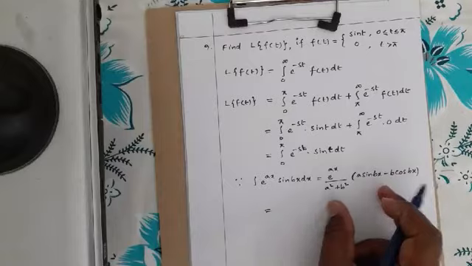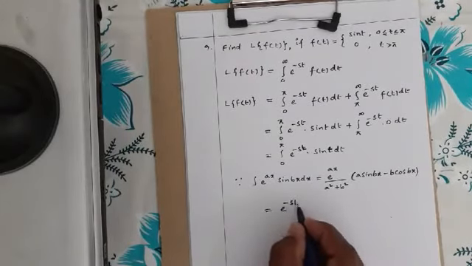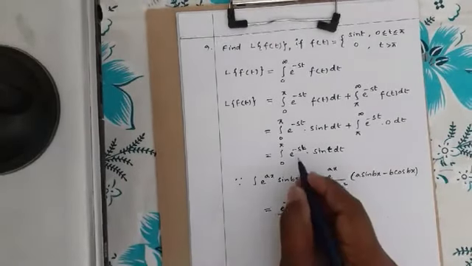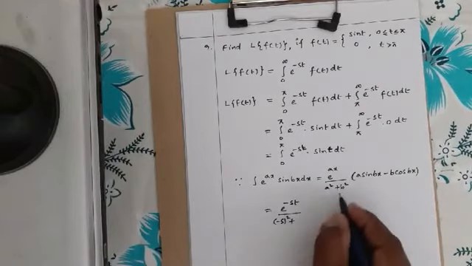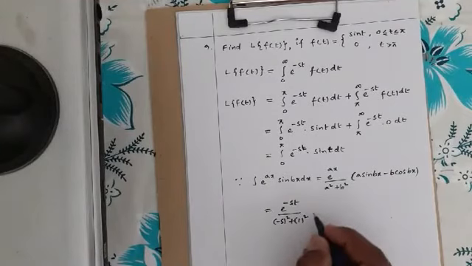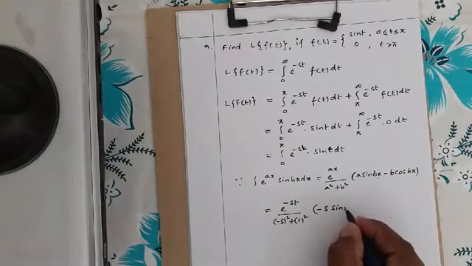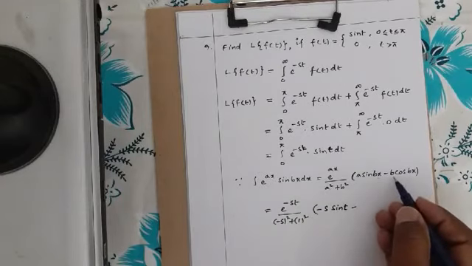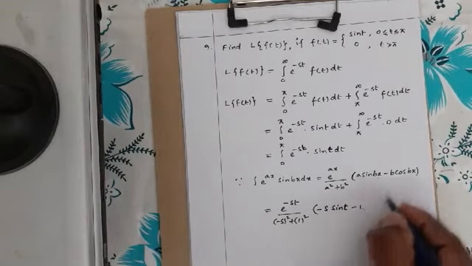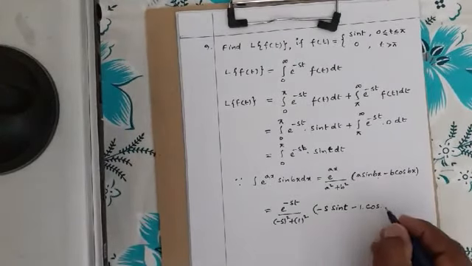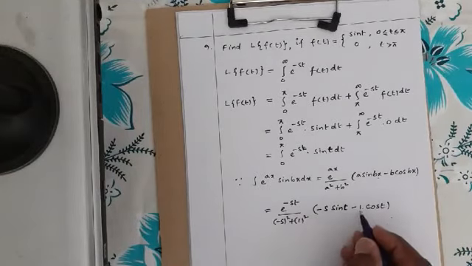Now when you apply this formula for this problem, the answer will be e power minus st upon a square plus b square. a is minus s, so a square becomes s square, plus b square is 1 square. Then in bracket, a sin bx: a is minus s, b is 1, x is t, so that is minus s sin t, minus b cos bx, which is 1 into cos t. So that becomes minus s sin t minus 1 into cos t.